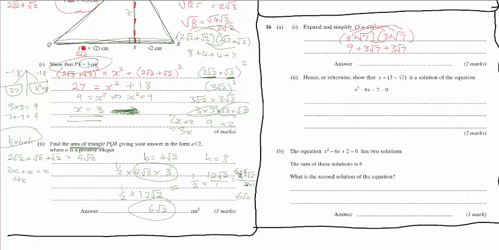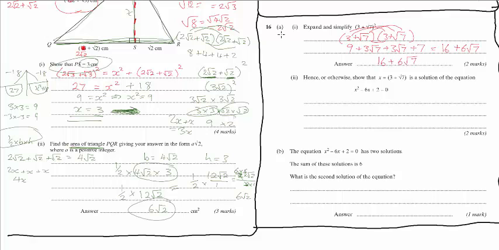Finally, root 7 times root 7 is 7, not 49. I see some people make the error of writing 49. It will be root 49, which is 7. So anyway, cancel this up. 7 and 9 and 7 gives you 16. 3 root 7, 3 root 7, that gives you 6 root 7. Okay, so that is your answer.